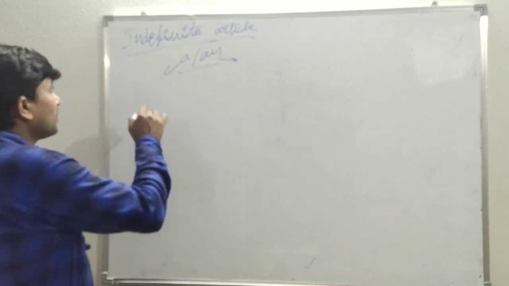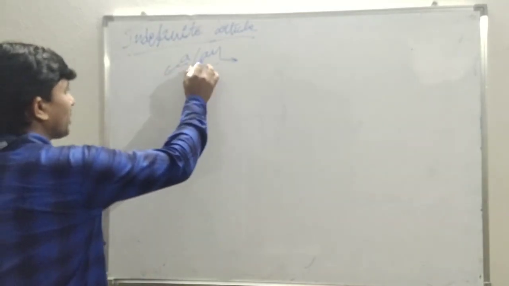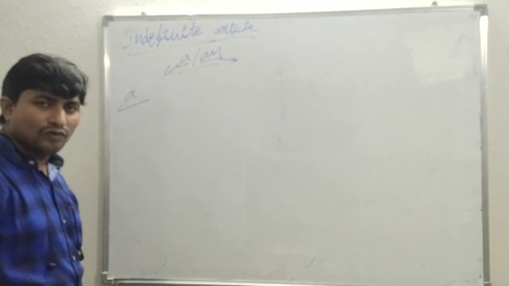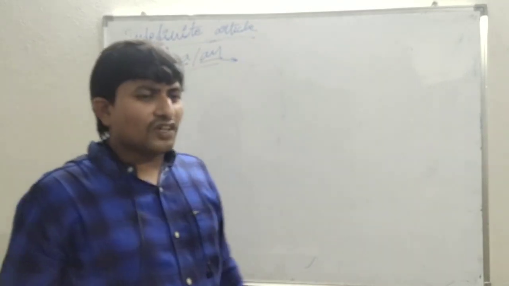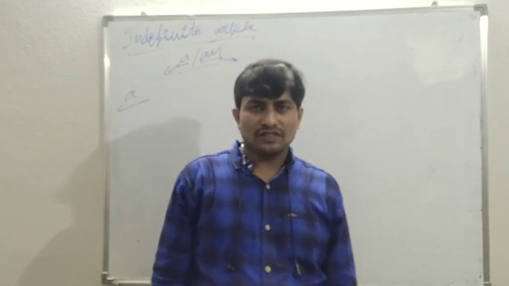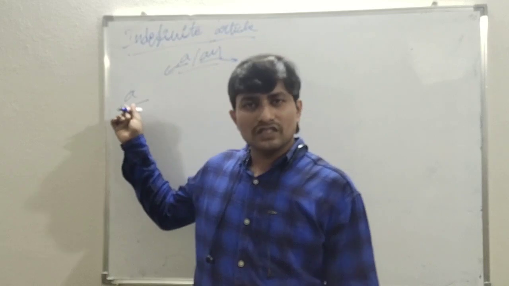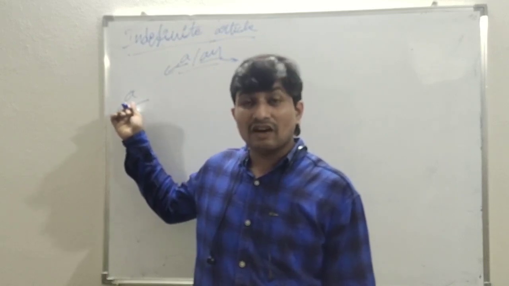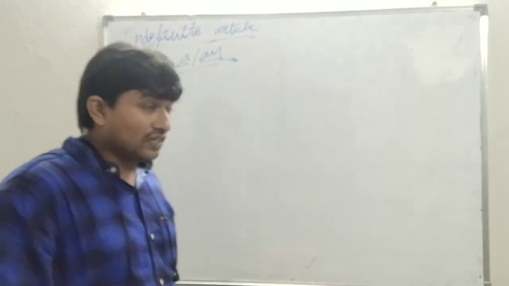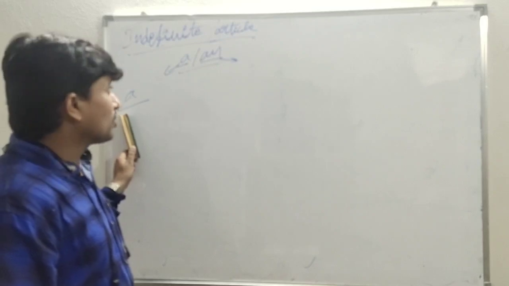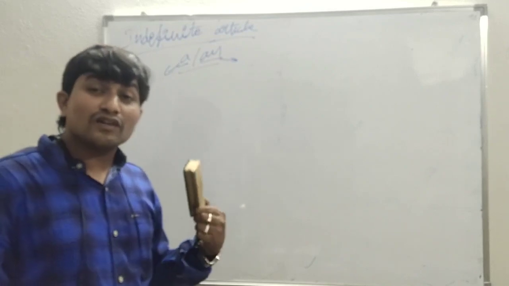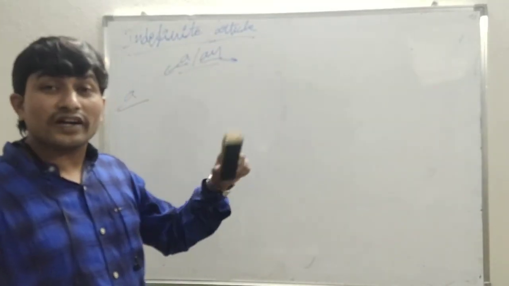Now we are going to discuss the usage of a or an. Let us see first a. The indefinite article a, what is its usage? A is used in front of singular countable nouns. That you have to keep in your mind. An is also used in front of singular countable nouns. But a is used for what kind of singular countable nouns, and an is used for what kind?